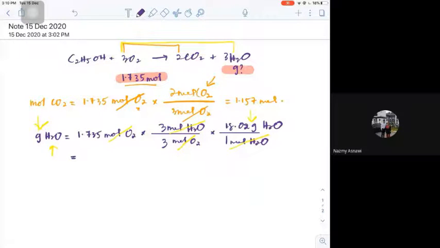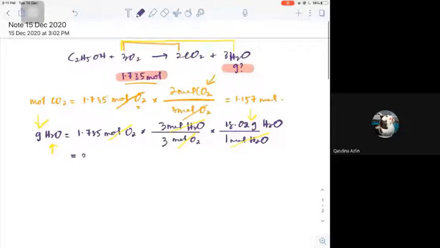Khazina, yes, your answer? I get 31.26 gram. 31.26. Ya ke? Syahira, is that the same as yours? Yes, madam. Gram of H2O.